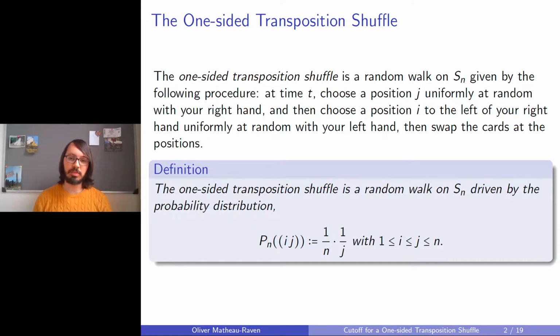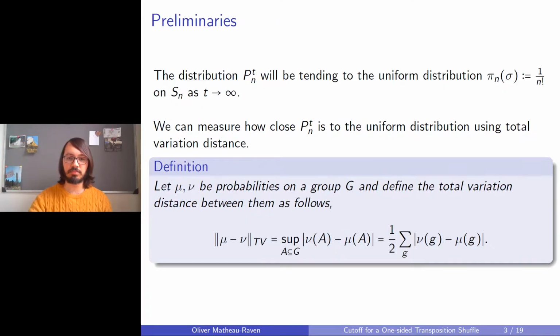And in fact, as a probability distribution, the one-sided transposition shuffle is denoted P_n. So we don't just want to look at how the shuffle acts after one shuffle, we want to see how our deck looks after t of these shuffles. And we shall denote the distribution of our deck of cards after t shuffles as P_n to the power t. As t tends to infinity, our deck is going to tend to be uniformly random. So as we shuffle and shuffle and shuffle, we're getting closer and closer to uniformly random, which is what we want.